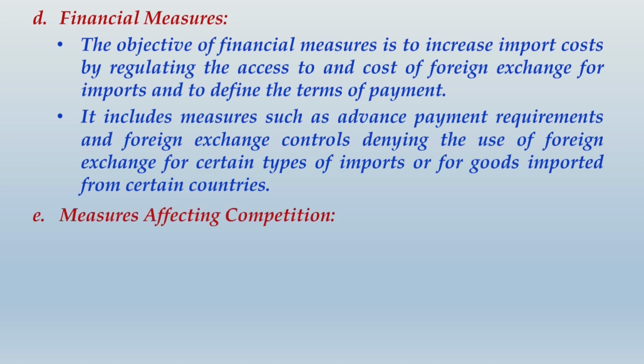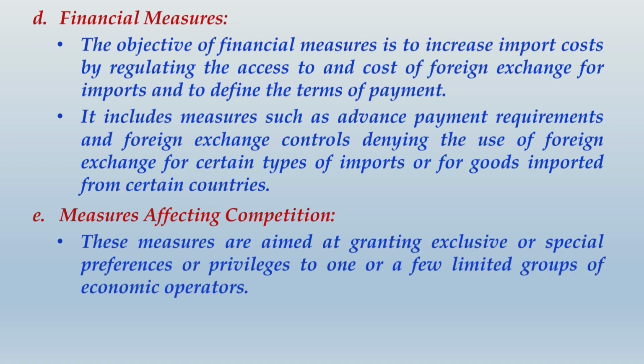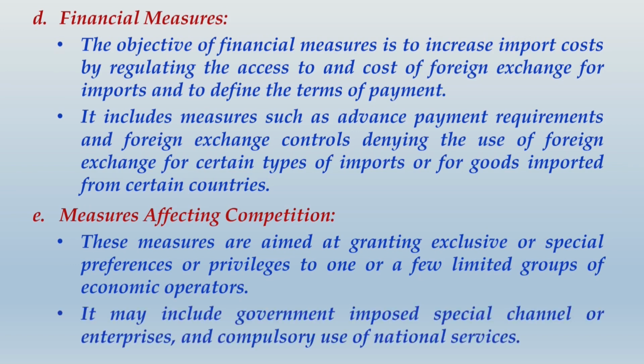The next point is measures affecting competition. These measures are aimed at granting exclusive or special preferences or privileges to one or a few limited groups of economic operators. It may include government imposed special channel or enterprises and compulsory use of national services.